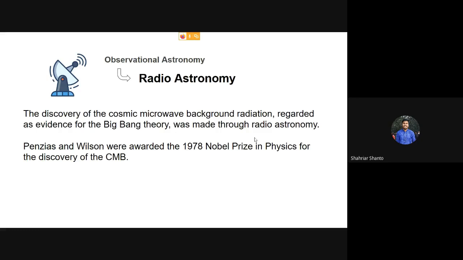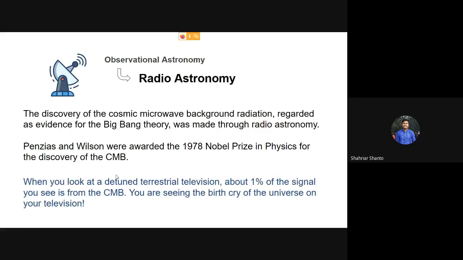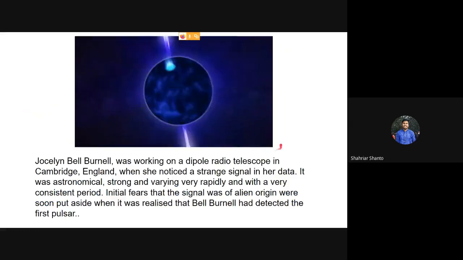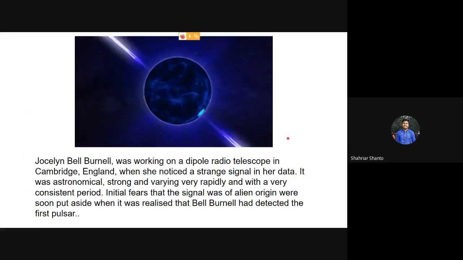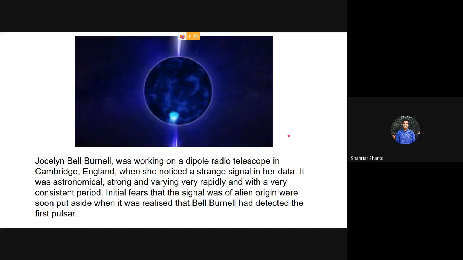And an interesting fact is that when you look at a detuned terrestrial television, about 1% of the signal you see is from the CMB, cosmic microwave background. So you are seeing the birth cry of the universe on your television. The second discovery was the discovery of first pulsars.